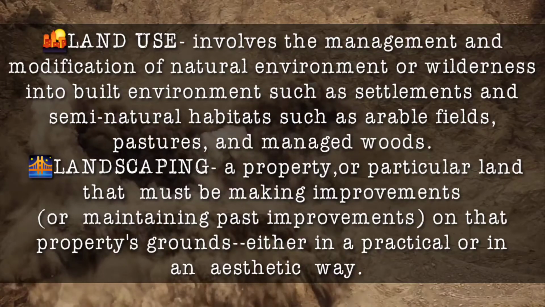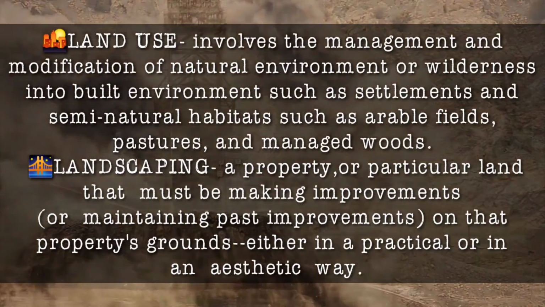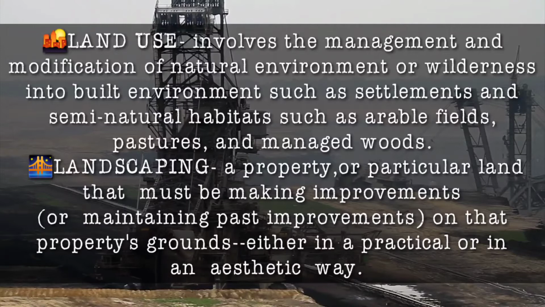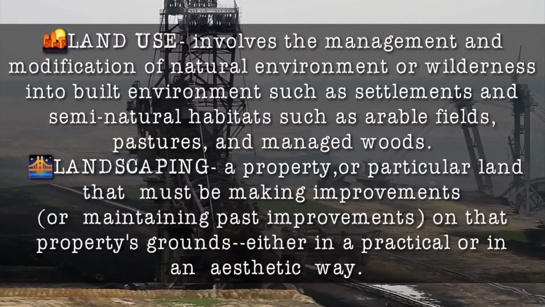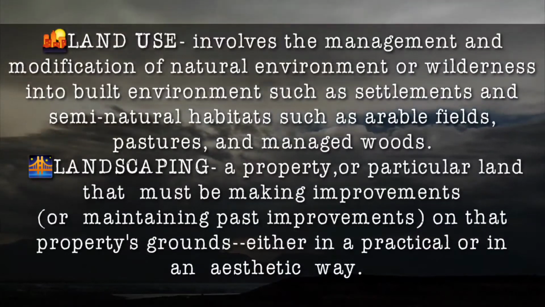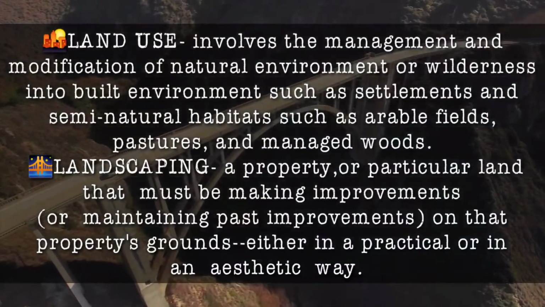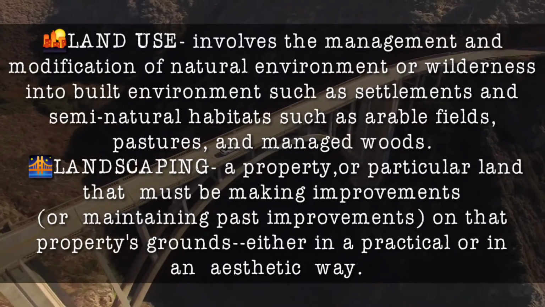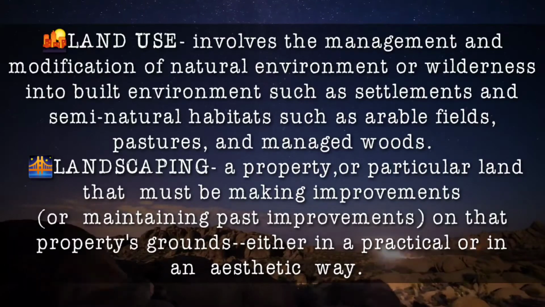These are a set of examples of activities that man does, because we also have our capability of practicing geography. Number one is land use. This involves the management and modification of natural environment or wilderness into built environments such as settlements and semi-natural habitats such as arable fields, pastures, and managed woods.